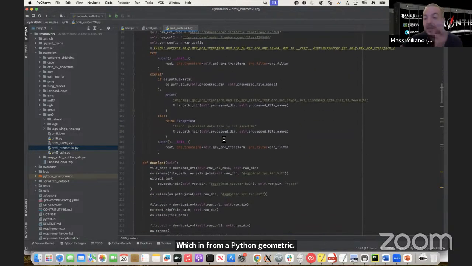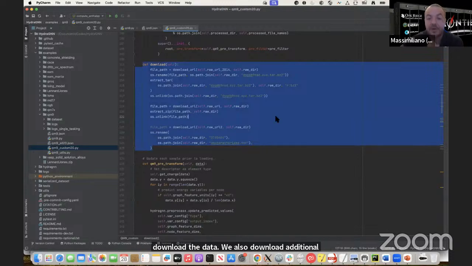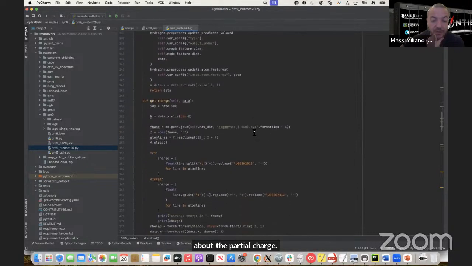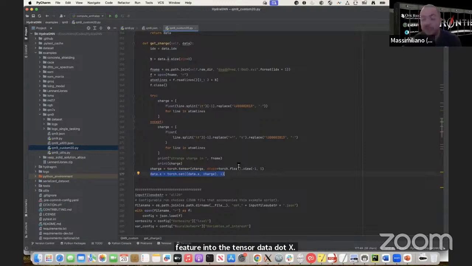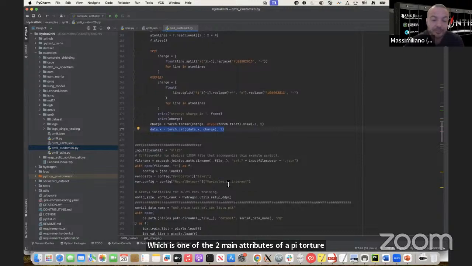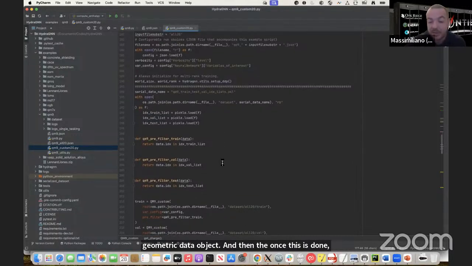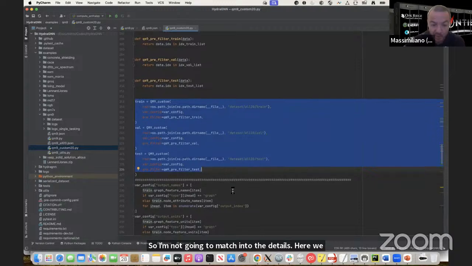After some import functionalities to download the data, we also download additional files from the web in order to get information about the partial charge, which is the nodal charge we want to use for multitask learning. And then we eventually concatenate the partial charge as an additional node feature into the tensor data.x, which is one of the two main attributes of a PyTorch Geometric data object. Once this is done, the main structure of the rest of the Python script is the same as before, so I'm not going too much into the details. Here we define the training, validation, and test portions of the dataset.